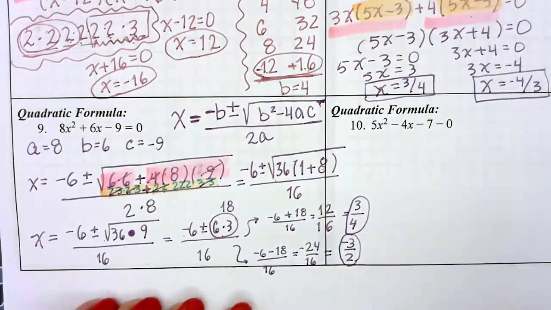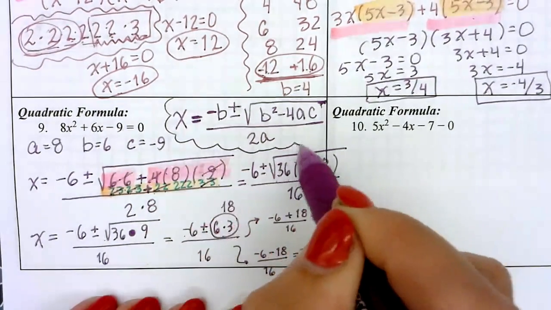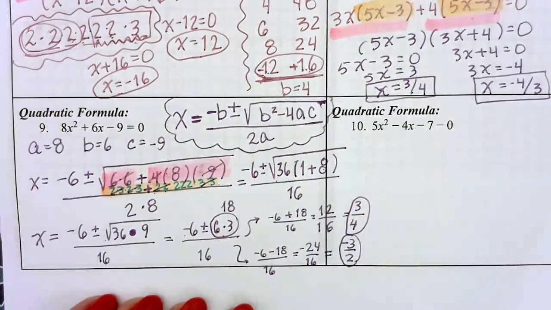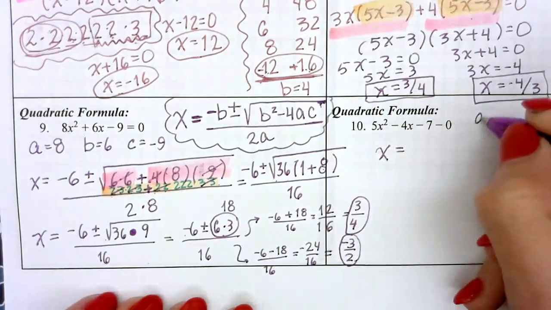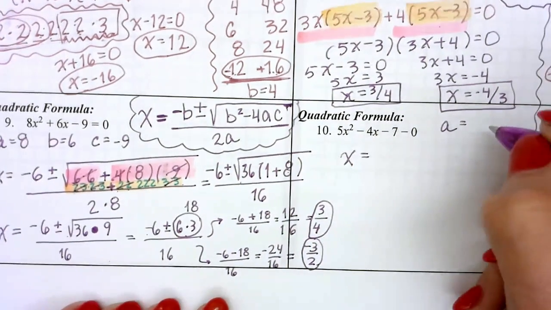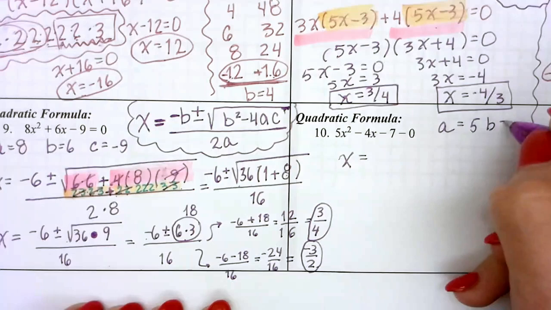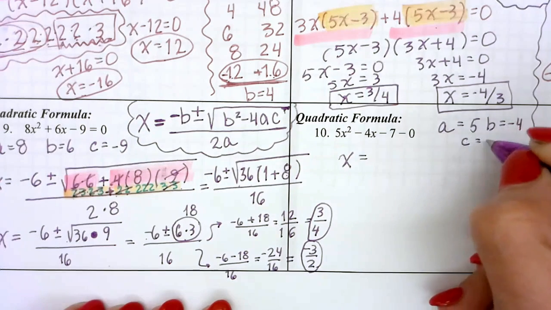Next, I have another example. I already wrote the quadratic formula once here. You need to memorize it. I suggest you write it again. I don't need to memorize it, so I'm not going to write it again. X equals, now acknowledge, A is equal to 5, B equals negative 4, and C equals negative 7.